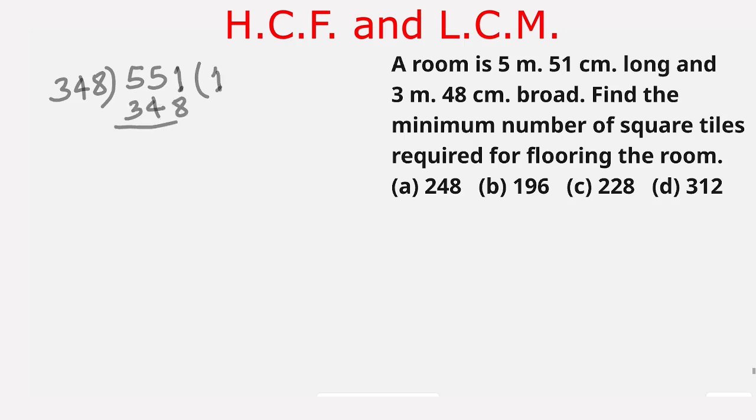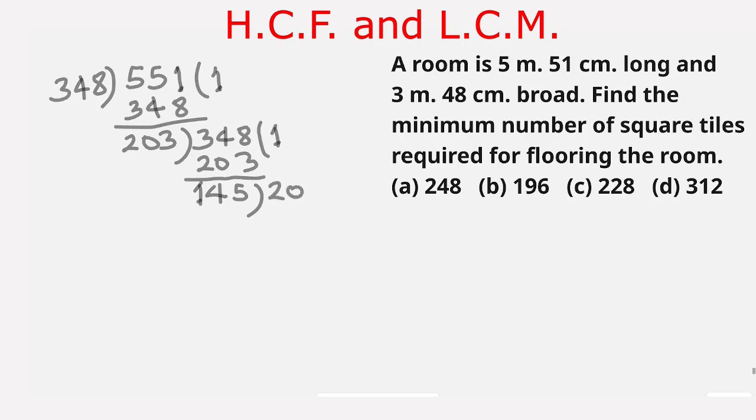On subtracting 348 from 551, we get the remainder 203. Now we divide 348 by 203. 203 divides 348 for one time. On subtracting 203 from 348, we get 145. We divide 203 by 145. 145 divides 203 for one time. On subtracting 145 from 203, we get 58.